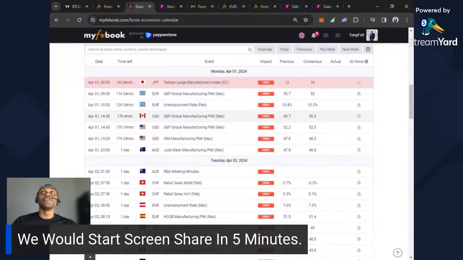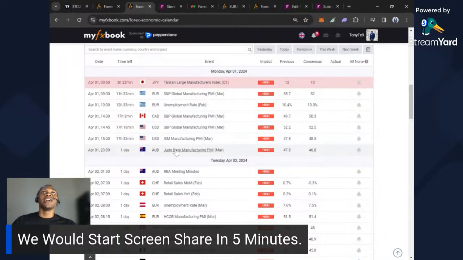This is April 1st. And we should be mindful, we have some holidays as well on April 1st. And New York session, we have by 2:45 USD S&P Global Manufacturing PMI. We have 52.5. We say if you go higher than 52.5, it is good for the dollar. But if you go lower than 52.5, it is bad for the dollar. We have ISM Manufacturing PMI, which we say if you go higher than 48.5, it is good for the dollar. But if you go lower than 48.5, it is bad for the dollar.